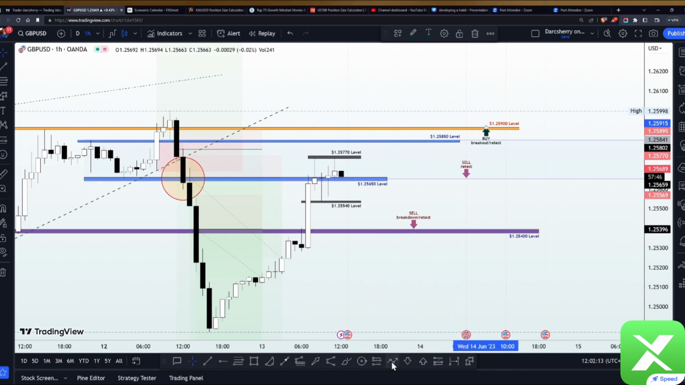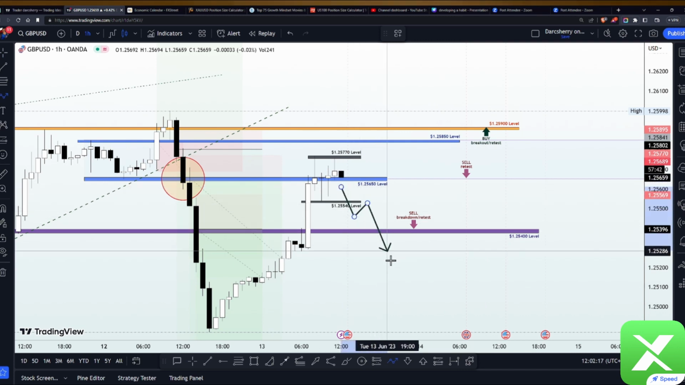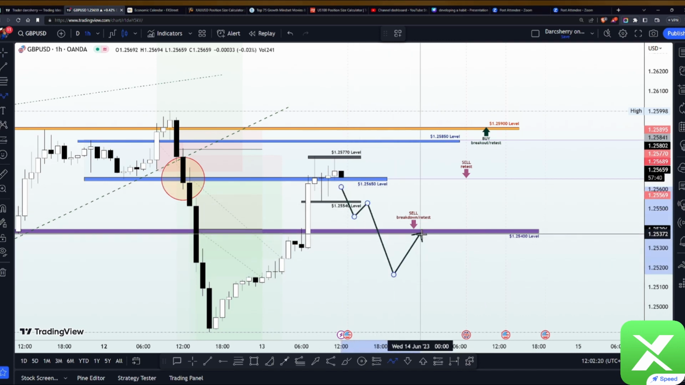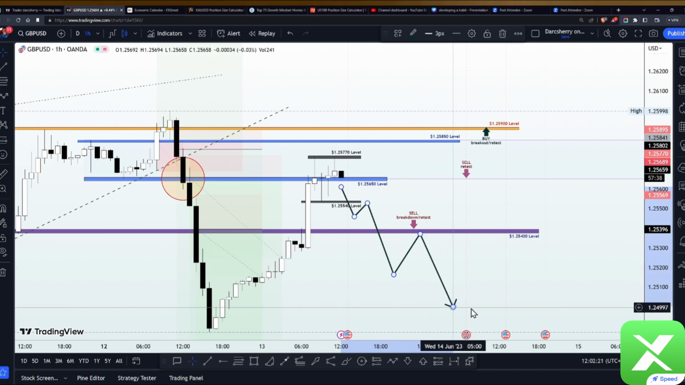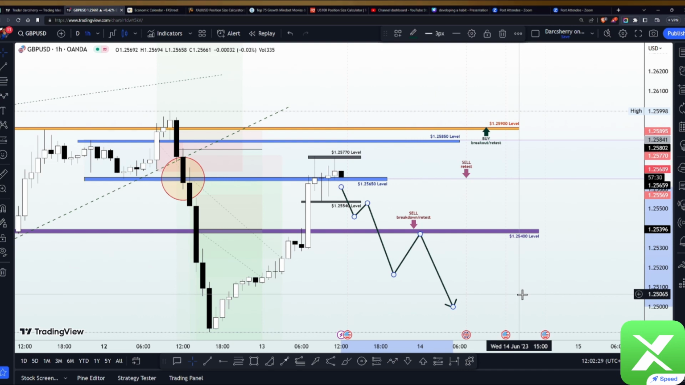But if price action breaks down the 1.25540 level, we want to be adding more positions at the breakdown of the 1.2540 level to maximize the potential of this bearish move. So let's be on standby to catch any of these opportunities. I hope I made myself clear.